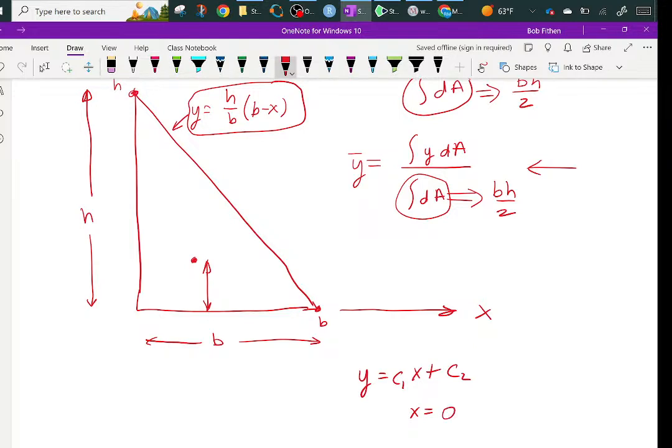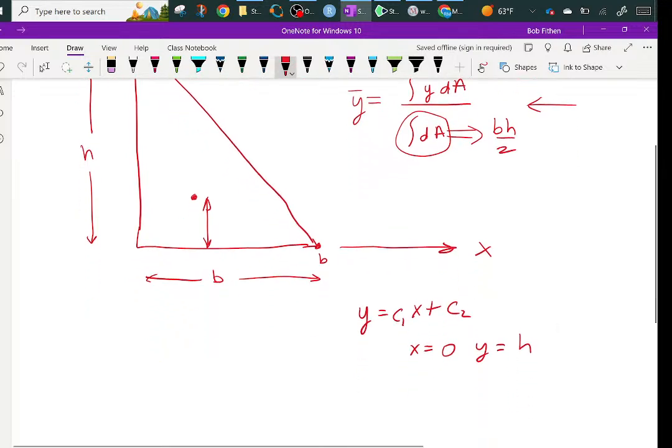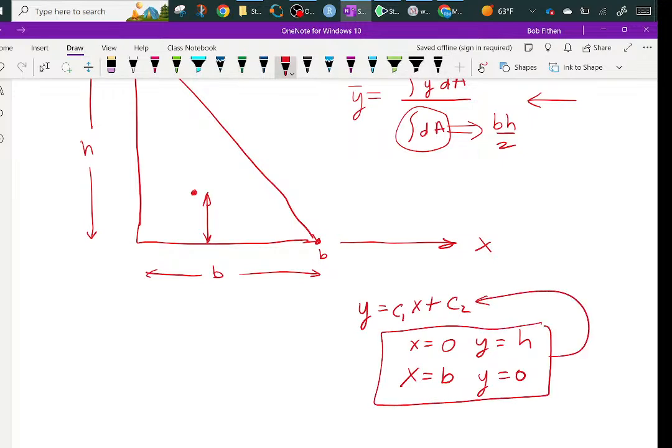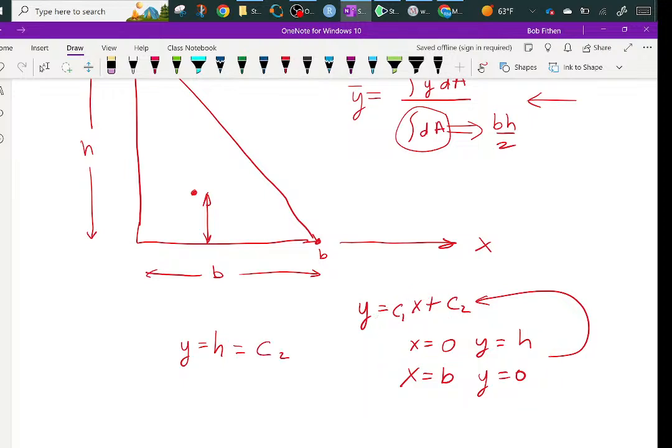So if x were equal to 0, I would be existing right here. If that's the case, then y has to equal h. I got another one that says x is equal to b, which would be this point right here, and that would say y is equal to 0. So I have 2 conditions that I can use to stick in here to find my C1 and C2. So y equals this one, h equals, stick this one in here, equals C2. So I'm pretty much done there.